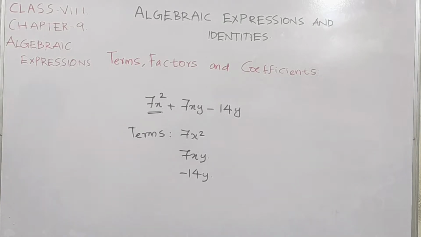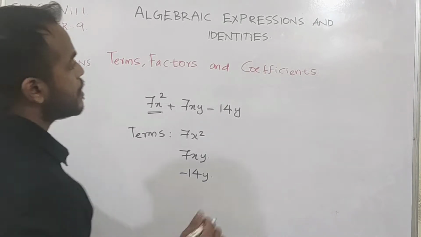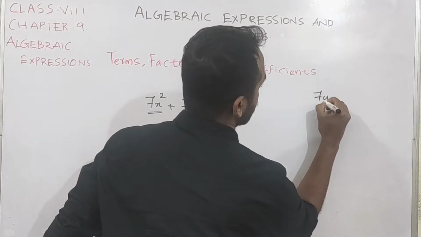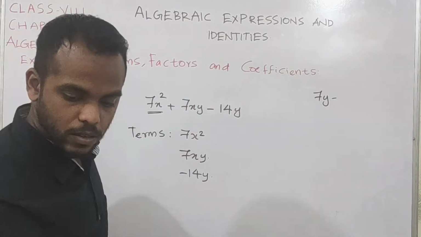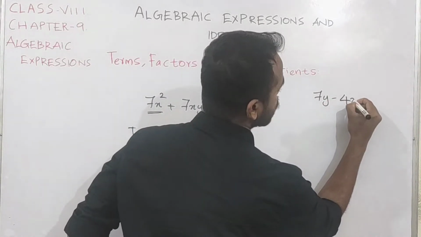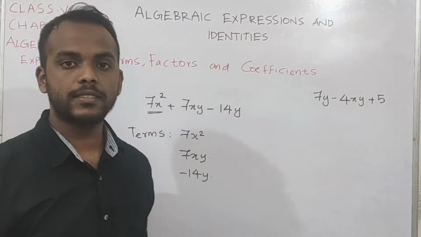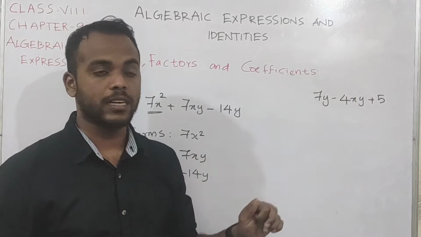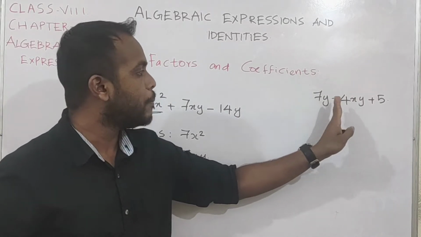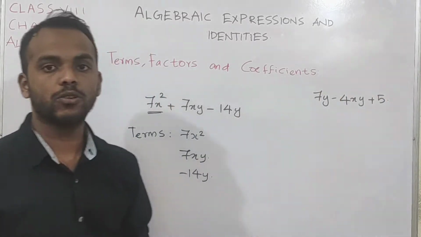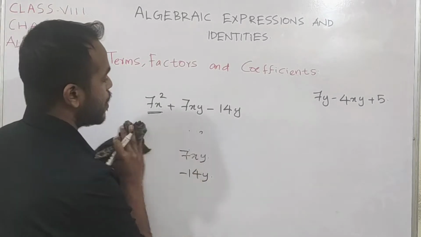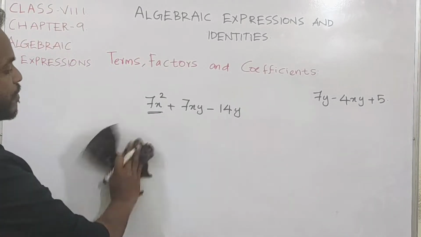I hope you understood what is the meaning of a term. Now let's see another example. 7y minus 4xy plus 5. So how many terms does this have? It still has three terms, which are 7y, minus 4xy, and 5. So these are the three terms. Now I hope you understood the definition of a term.